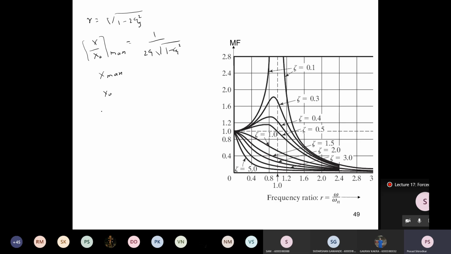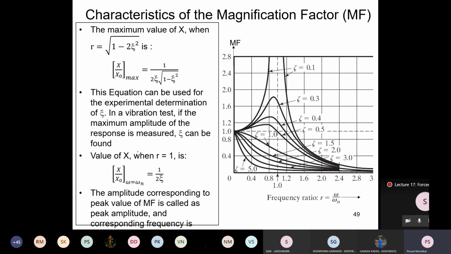Now when r is equal to 1, that is, when omega is equal to omega n, x by x0 is equal to 1 upon 2 times zeta. Now the amplitude corresponding to the peak value of magnification factor is called the peak amplitude, and the corresponding frequency is called the peak frequency.